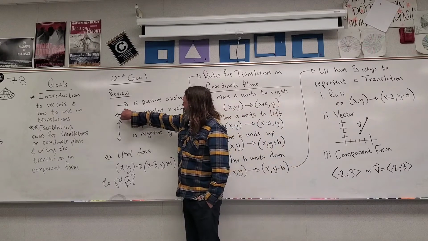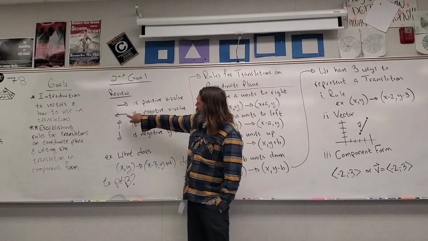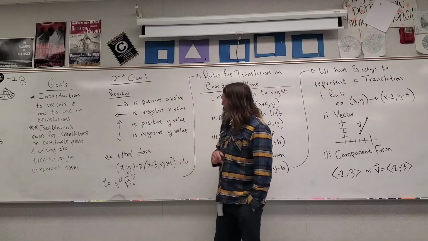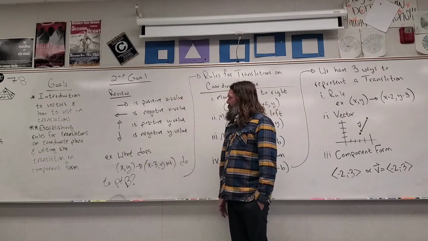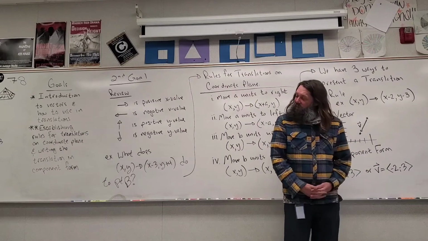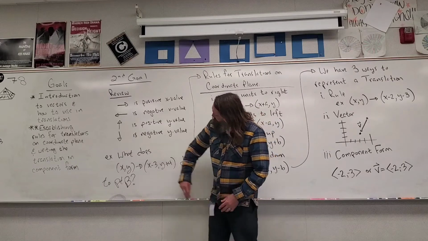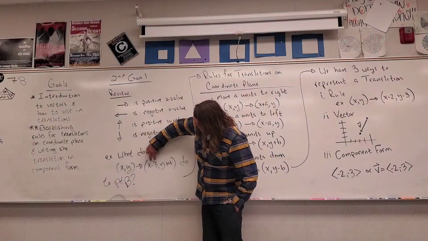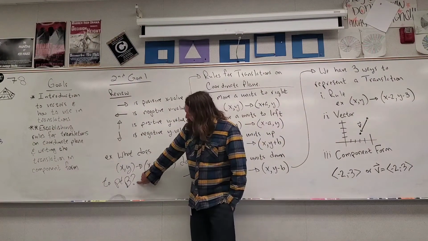Going to the right is a positive x value. Going to the left is a negative x value. Going up is a positive y value, and going down is a negative y value. So I have an example that's going to test to see if we understand what the following rule is going to do to point B. If I tell you the rule, x,y maps to x minus 3, y plus 4, what does that do to point B?